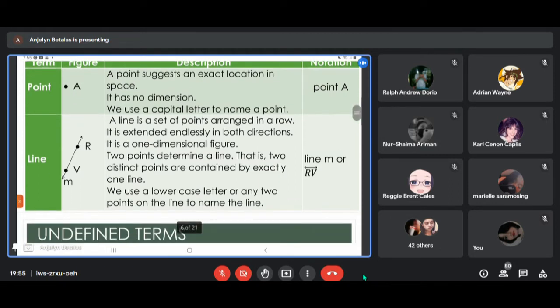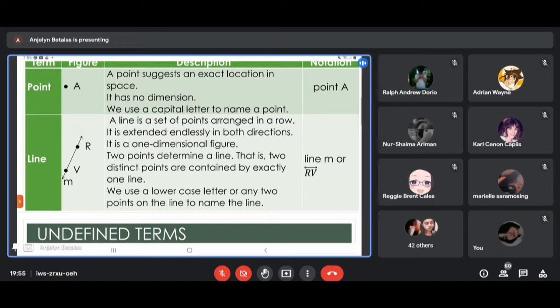So, two distinct points. When you say distinct, they are different. Contained by exactly one line. So points R and V cannot be in two different lines. Distinct points are on one line, exactly one line. We use a lowercase letter, or any two points in the line, to name the line.